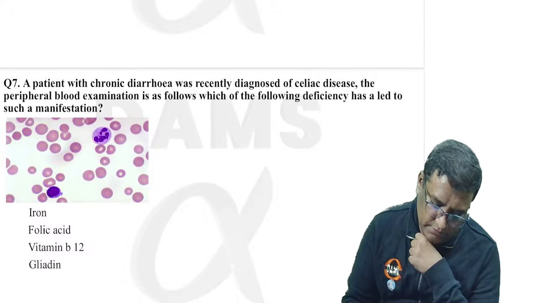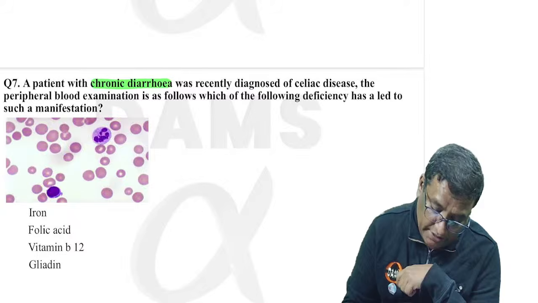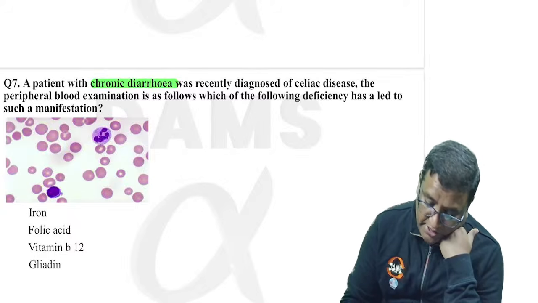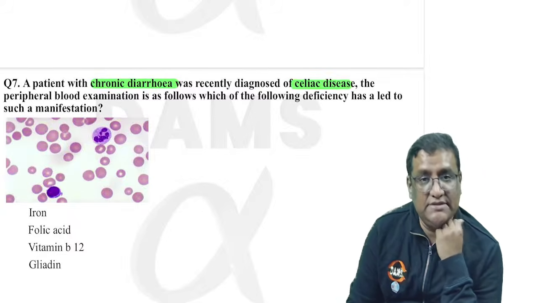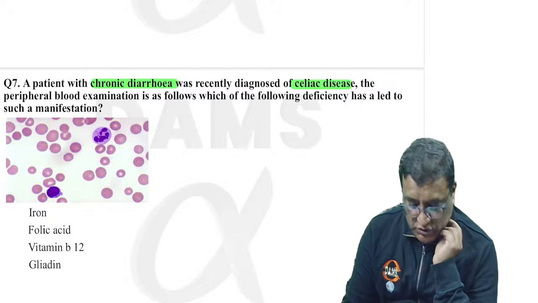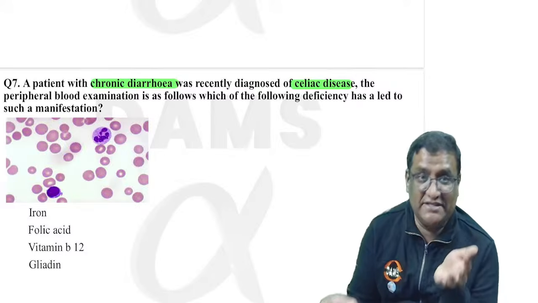Okay. A patient presents with chronic diarrhea. There is diarrhea and a recent diagnosis of celiac disease. Okay, he has celiac disease. So diarrhea with celiac disease. Okay, celiac disease is causing diarrhea.